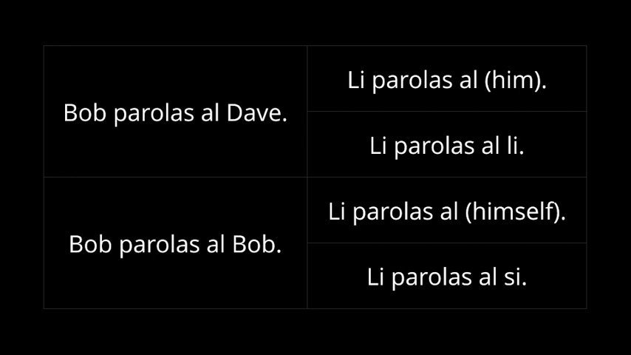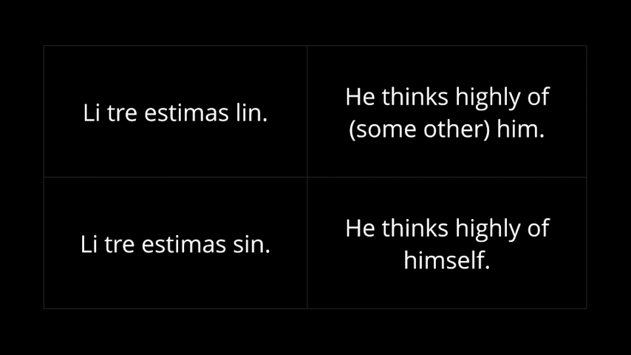Now let's look at the reflexive, I keep screwing up those two words, the reflexive pronoun being used in a couple more sentences. "Li tre estimas lin." "Estimi" is to think well of something. So, "li tre estimas lin." He really thinks highly of him. This means of some other man. And you would read that sentence and go, oh, this subject's not such a bad guy. He's looking up to somebody. "Li tre estimas sin" is himself.